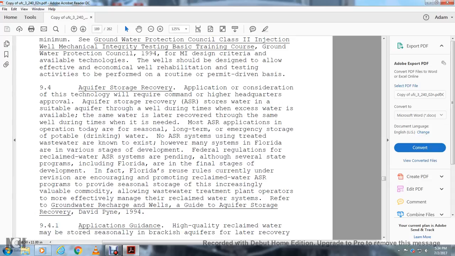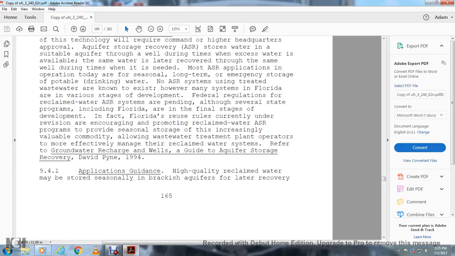Aquifer storage recovery systems using treated wastewater, known as reclaimed water, also exist. However, many states, including Florida, are at various stages of developing regulations for reclaimed water aquifer storage recovery systems; federal regulations are pending. In fact, Florida's reuse rules currently include provisions encouraging and promoting reclaimed water aquifer storage recovery programs, which provide seasonal storage for the increasingly available commodity, allowing wastewater treatment plants to operate more effectively and manage their reclaimed water systems. For groundwater recharge wells and guidance on aquifer storage recovery, David Pyne, 1994.